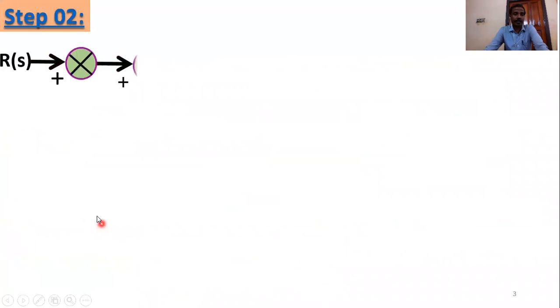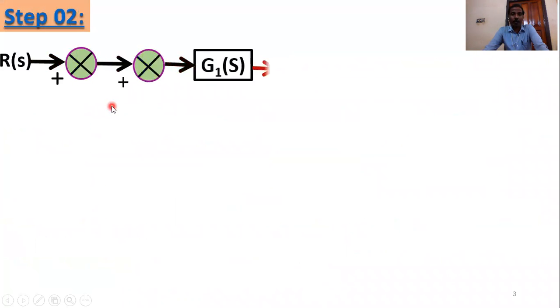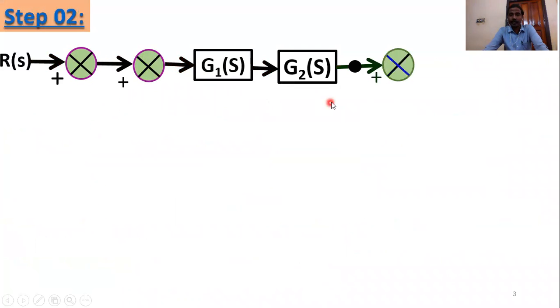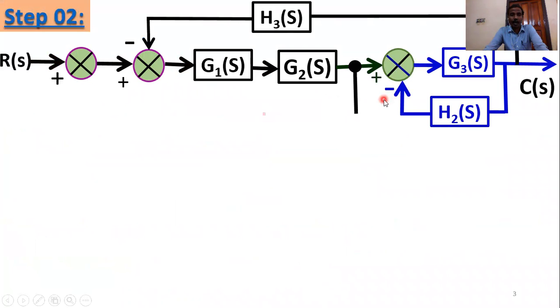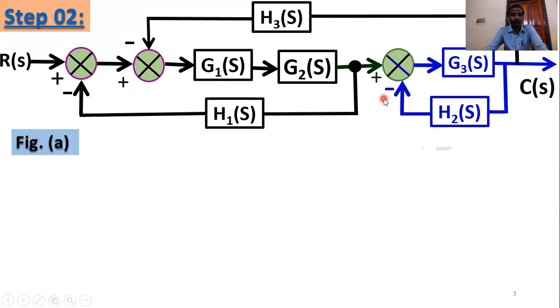So step 2, again R of S, summing point, G1 of S, G2 of S, again a summing point, G3 of S, first feedback, second feedback, third feedback. This is figure A. Our target is this loop, which is a negative feedback control system.